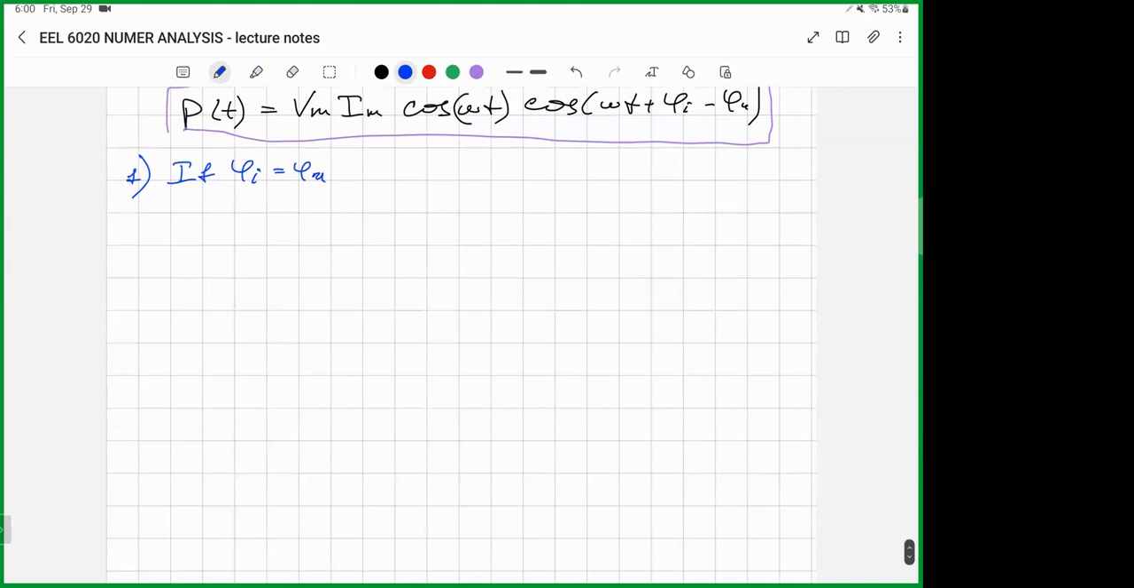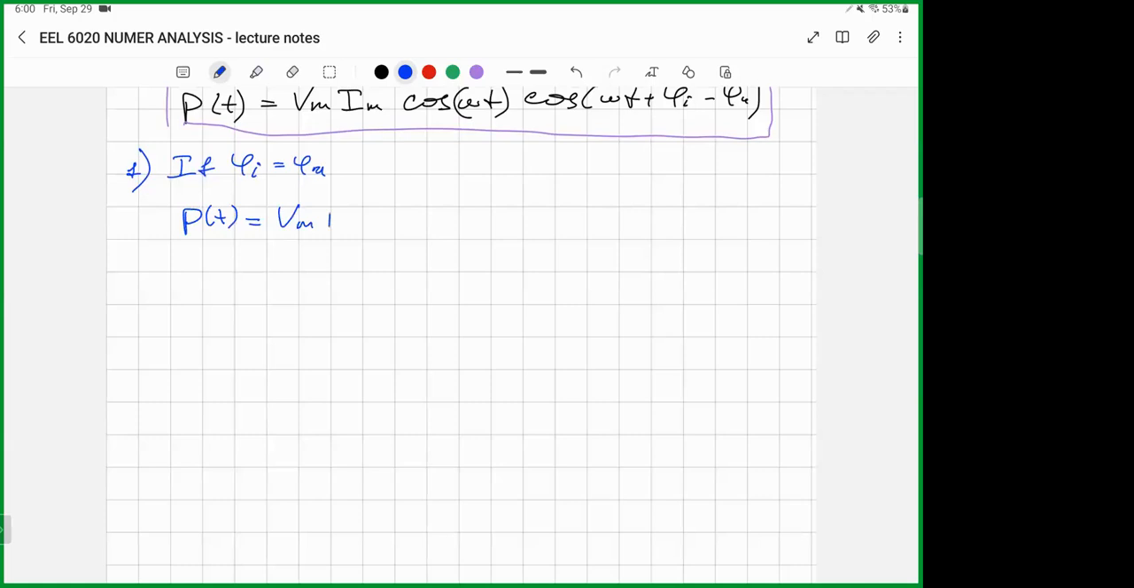What it means is that for the instantaneous power, we get cosine omega t squared, right? Cosine omega t squared can be written using, for example, cosine squared x is equal to 1/2 times 1 plus cosine 2x, right? Yeah, from school algebra. So it's going to be 1/2 Vm Im times 1 plus cosine 2 omega t. So far, so good.